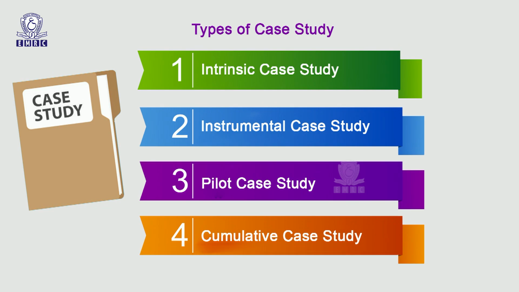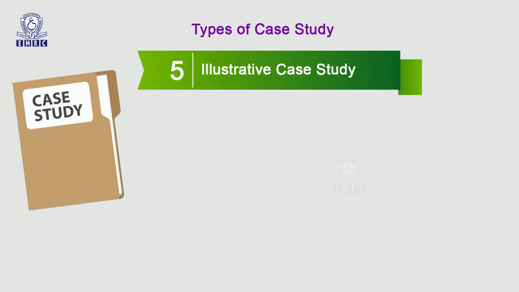In cumulative case study, the researcher aggregates information about the same unit that has been previously collected at different times, and this allows him to generalize information on the basis of past data. It also saves time, money and energy. Fifth type is illustrative case study. Illustrative case studies are descriptive in nature, and in this type of case study, one or two instances of the same events is used to describe an existing situation. Such a study familiarizes the researcher with the research area.